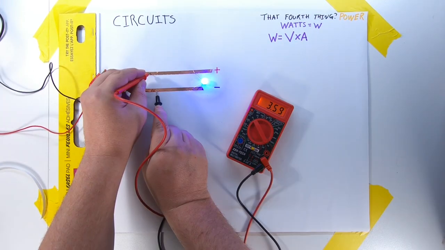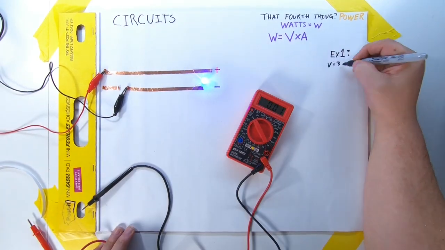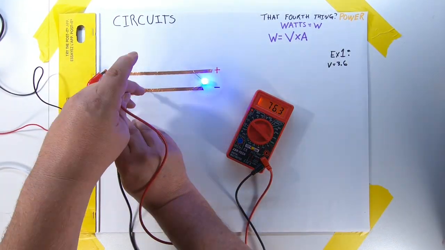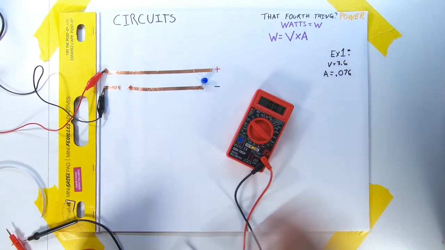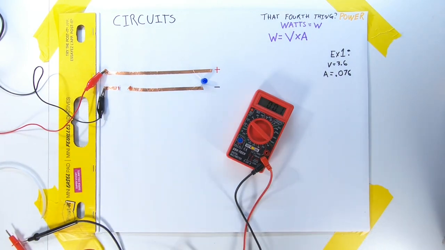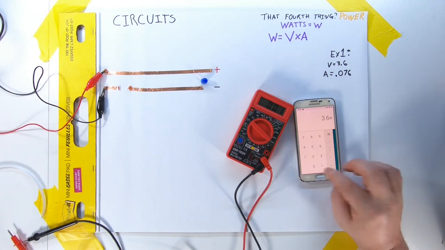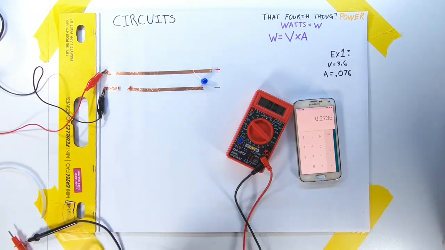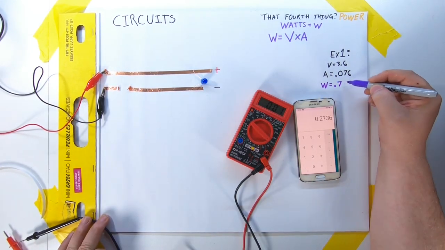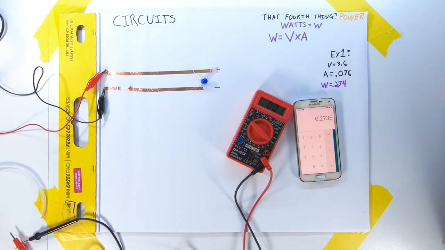This circuit here is supplied with 3.6 volts. Reconfiguring for amps, we get a reading of 76 milliamps, or 0.076 amps. Getting our calculator out, we multiply 3.6 by 0.076 and discover that this circuit consumes 0.274 watts. We'll talk about this a little more later.